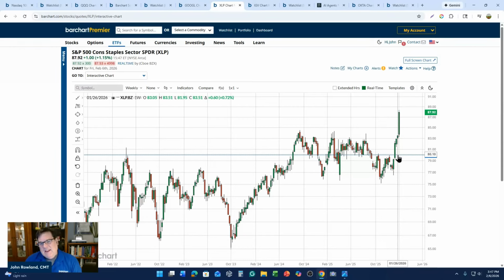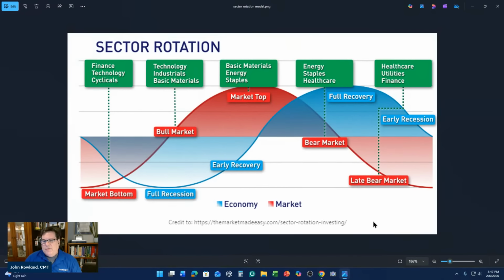But I think the significance here, and I think this is the question you ask, is that what this really represents to me is sector rotation, a strong sector rotation. And I've shared this chart with you guys multiple times. And you can see that at bull market tops, the sectors that start to become more active or more profitable are basic materials, energies, and staples.